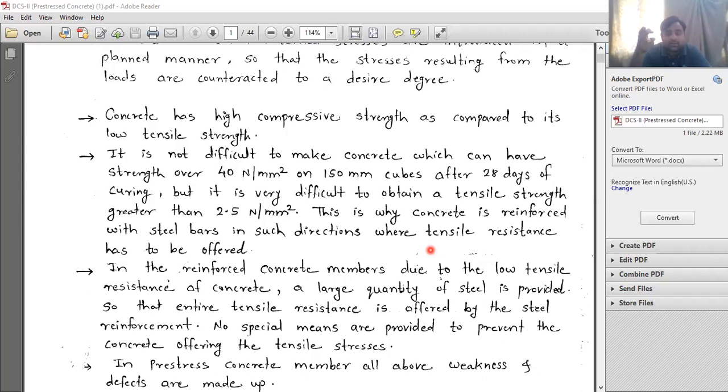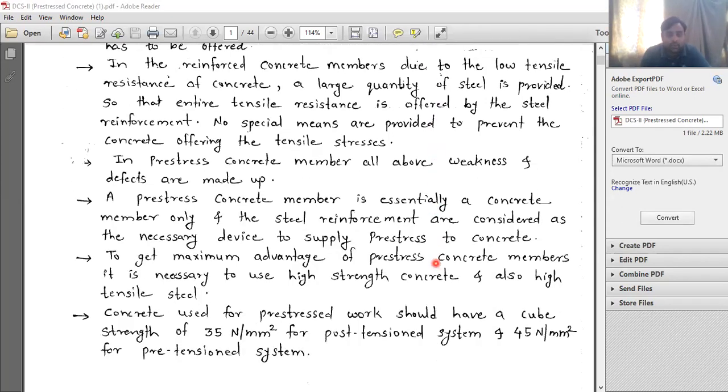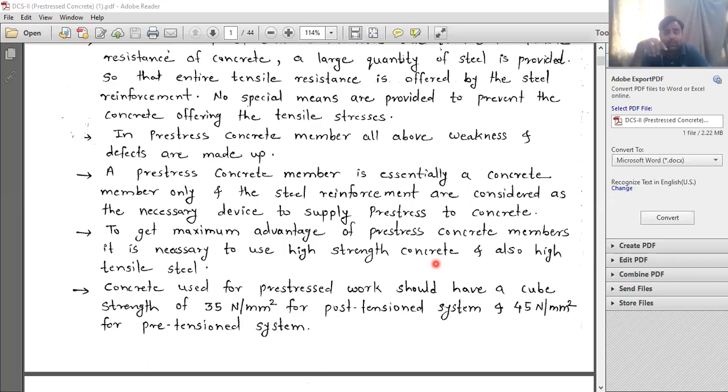To overcome this, prestressed concrete members are used. While using prestressed concrete members, the main points are: the tendon or the steel reinforcement is there. On that steel reinforcement, we apply the force, on the reinforcement which is placed at the bottom of the beam. Due to this application of force, internal stresses are developed in that tendon or bar, and those internal stresses are transferred to the concrete. And why do we do that?